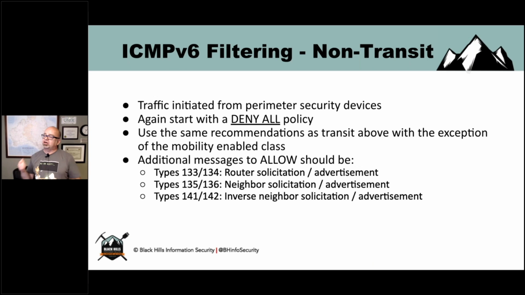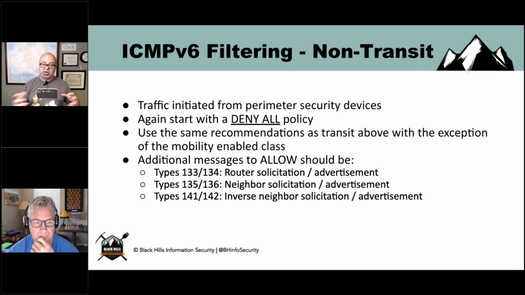Traffic initiated from perimeter security devices, same concept applies. Start with a denial policy, use essentially the same recommendations as I have for the transit policy above, with the exception of the mobility enabled, same kind of idea. You do want to allow additional messages with your non-transit or your perimeter security devices, because you will need router solicitation and advertisement, and you will need neighbor solicitation and advertisement, and you potentially will need inverse neighbor solicitation and advertisement. So be a little careful there, because you need to be able to do the ARP. You need to be able to find the next neighbor on the network when you're on that perimeter.